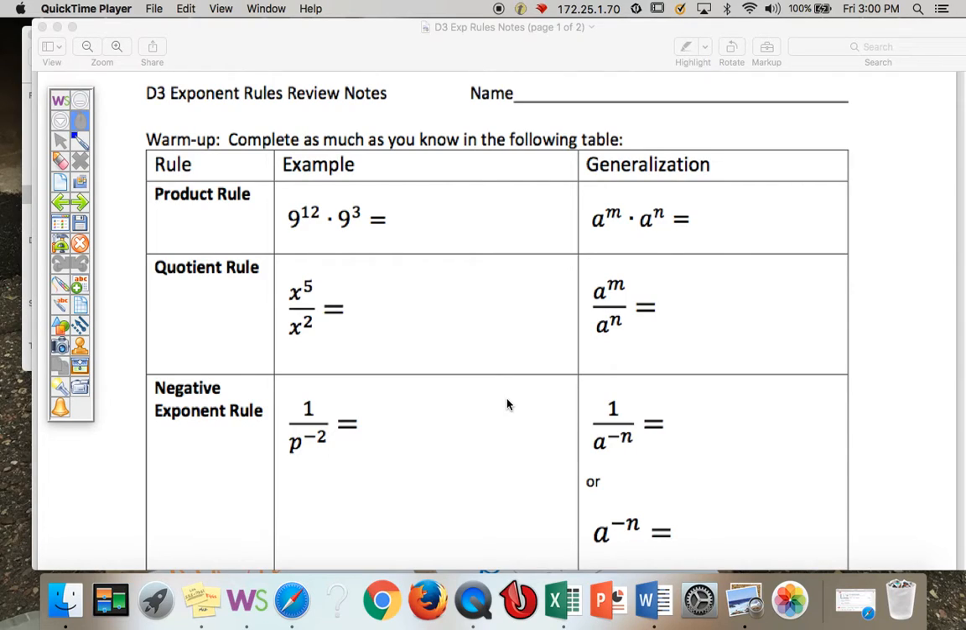This is a podcast for Rules of Exponents Day 3. So today we're going to review the rules that we learned Day 1 and Day 2 and do several practice problems. So the first rule that we learned was called the product rule.